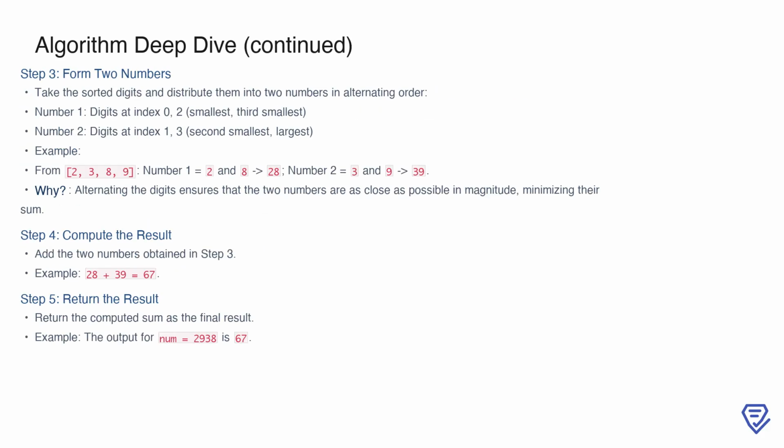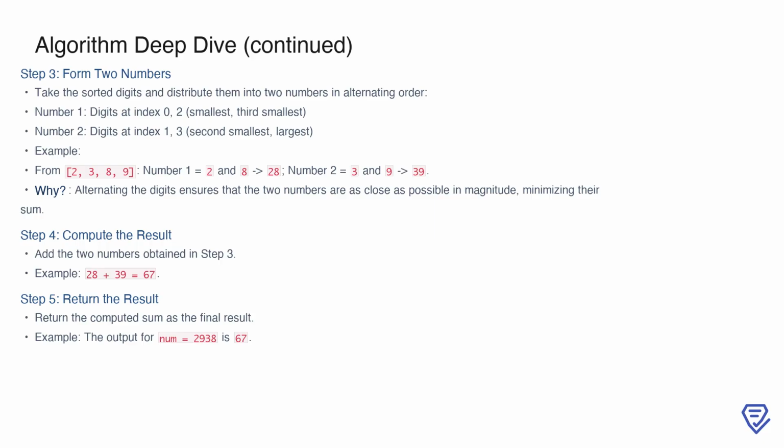Now that the digits are sorted, we can proceed to form two new numbers. To do this, we distribute the sorted digits into two groups in an alternating pattern. Specifically, we take the digits at index 0 and 2 to form the first number, and the digits at index 1 and 3 to form the second number. For example, with the sorted list 2, 3, 8, 9, the first number is formed by combining 2 and 8, resulting in 28, while the second number is formed by combining 3 and 9, resulting in 39.